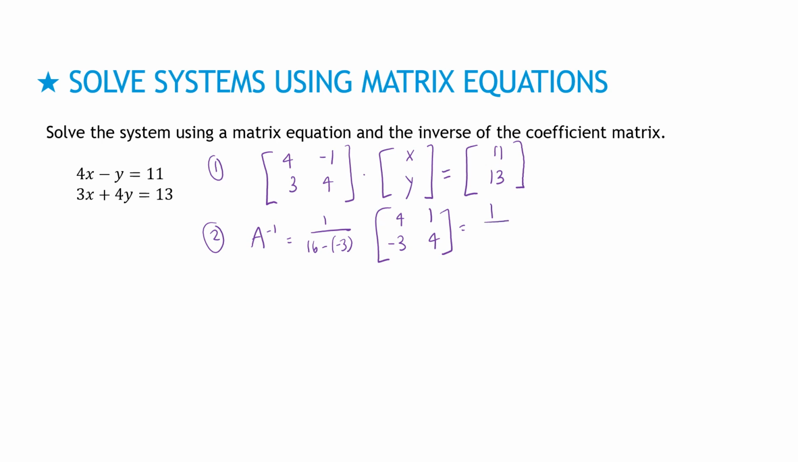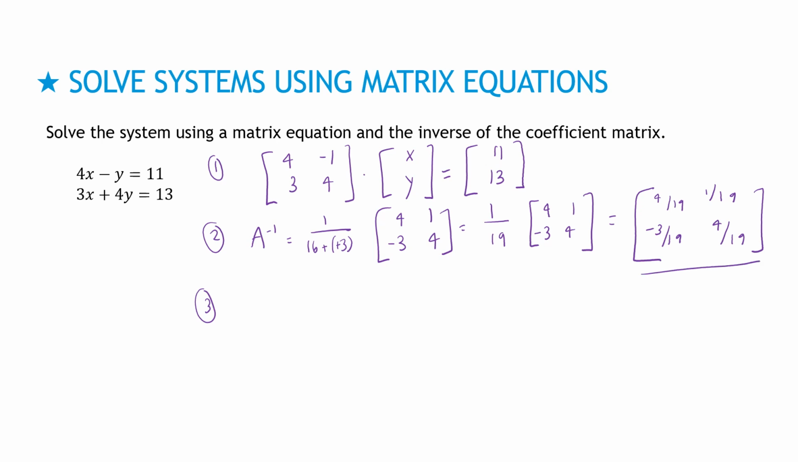And so I've got 1 over 19 times 4, 1, negative 3, 4. And that gives me a crazy inverse matrix, which is 4/19, 1/19, negative 3/19, 4/19. Again, what I'm going to do then is multiply the inverse by each side.